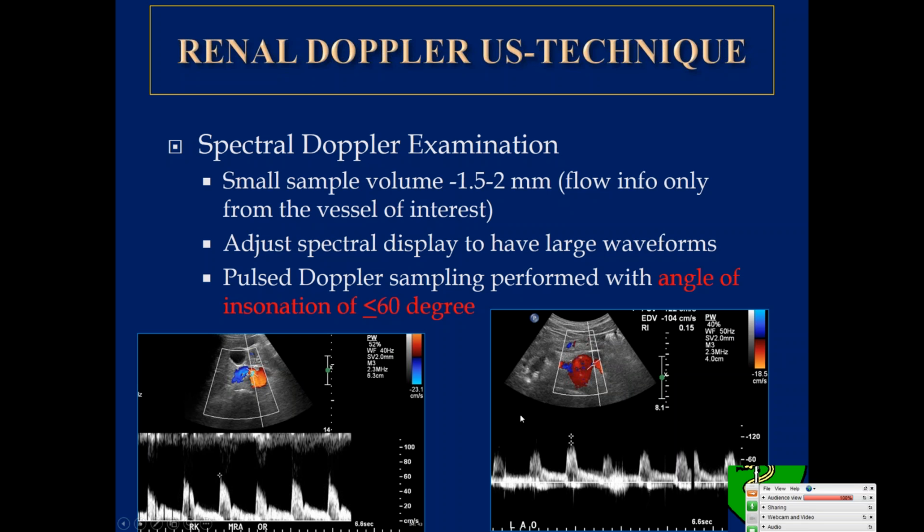When we do spectral Doppler, we always wanted to make sure that our sampling is performed with an angle of inclination of less than 60 degrees. And this is because we wanted to avoid an increase of velocity due to abnormal cosine theta that is used in the calculation of velocities. So you really wanted to have your angle of inclination less than or equal to 60 degrees.